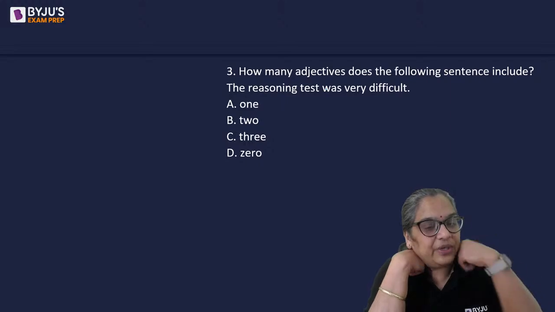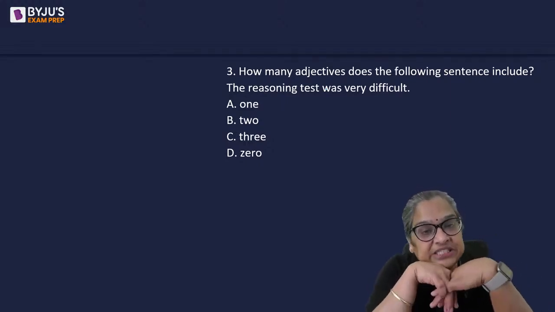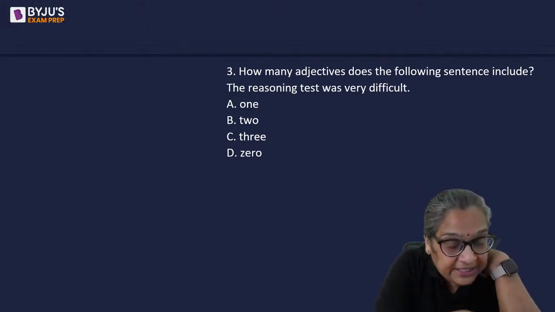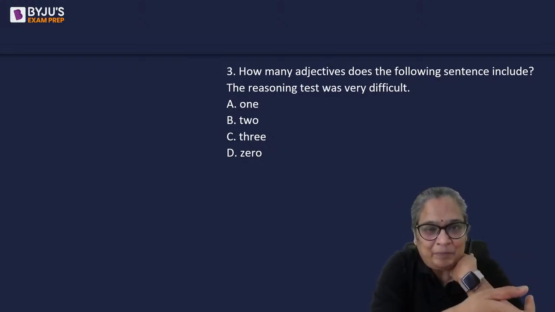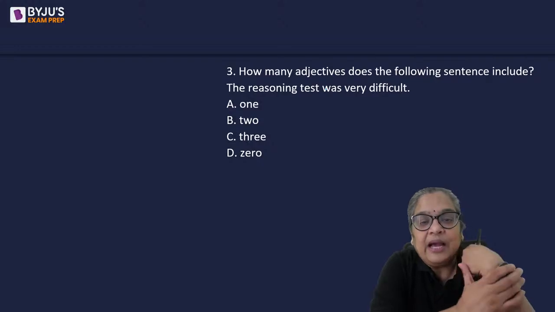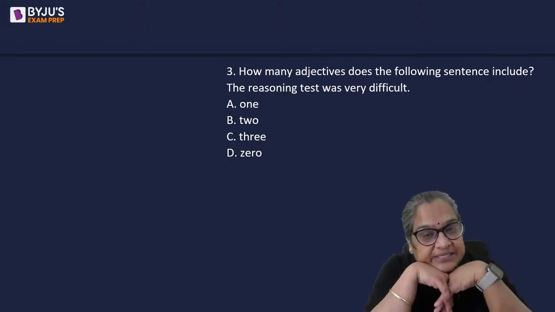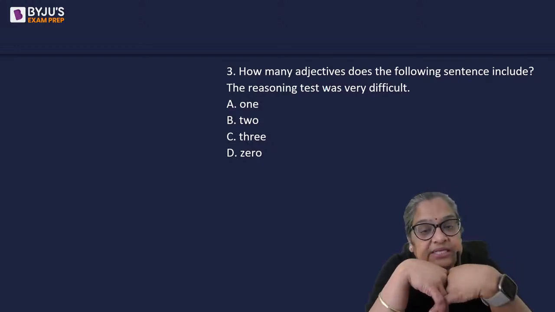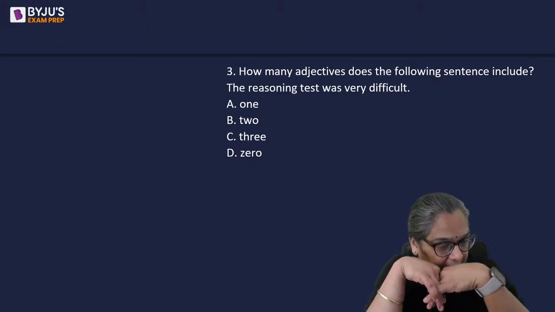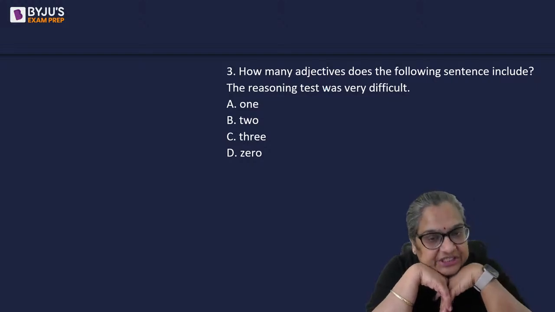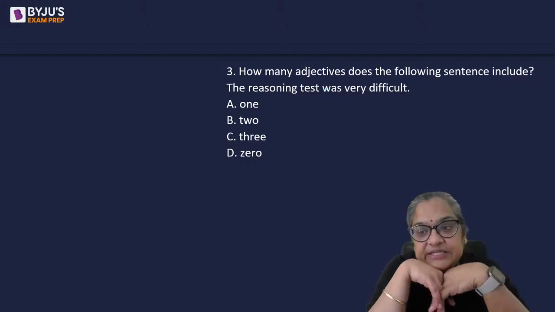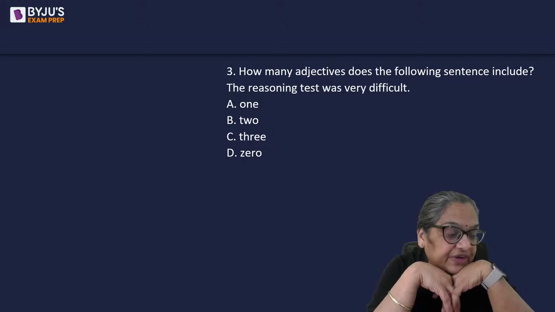All right. Question 3. By the way, all these questions are previous year SNAP questions, just changed slightly, not too much. How many adjectives does the following sentence include? The reasoning test was very difficult. How many adjectives does this sentence include? The reasoning test was very difficult.